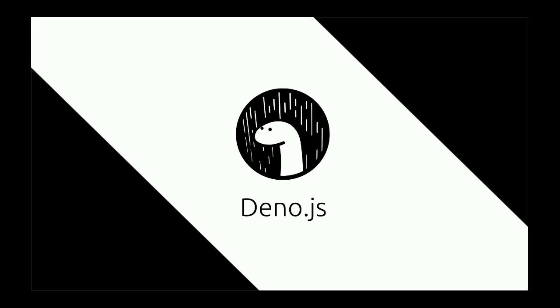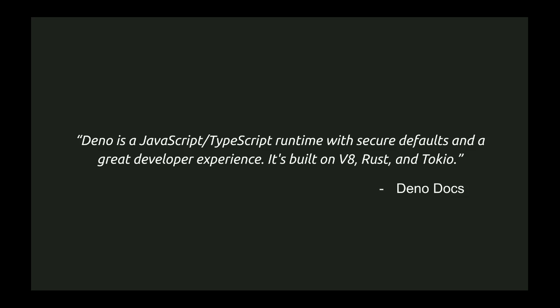In this video I'm going to be talking about Deno.js, and why it exists, and is it going to replace Node. So first of all, if you go to Deno.land and you go on the documentation, the sentence that you would see over there is this: Deno is a JavaScript TypeScript runtime with secure defaults and a great developer experience. It's built on V8, Rust and Tokyo.